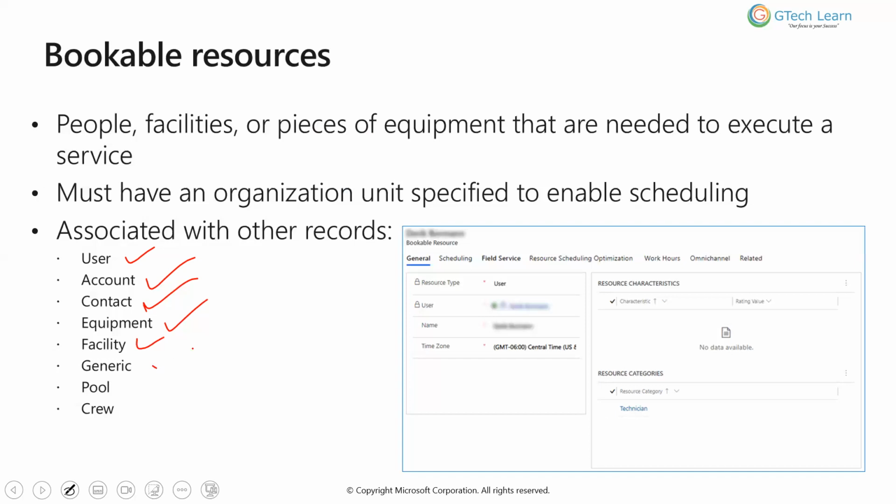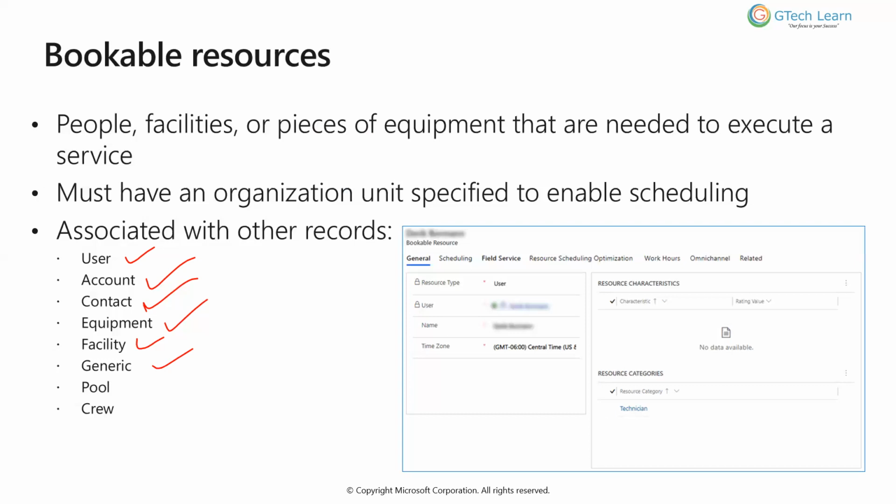The next one is a generic one. The generic option is applicable for scenarios where you want to create some custom things as a bookable resource. Let's suppose custom things like laptops, or maybe LAN testers and so on. If you want to add them as part of your bookable resource, in that scenario you can create them under the generic category.